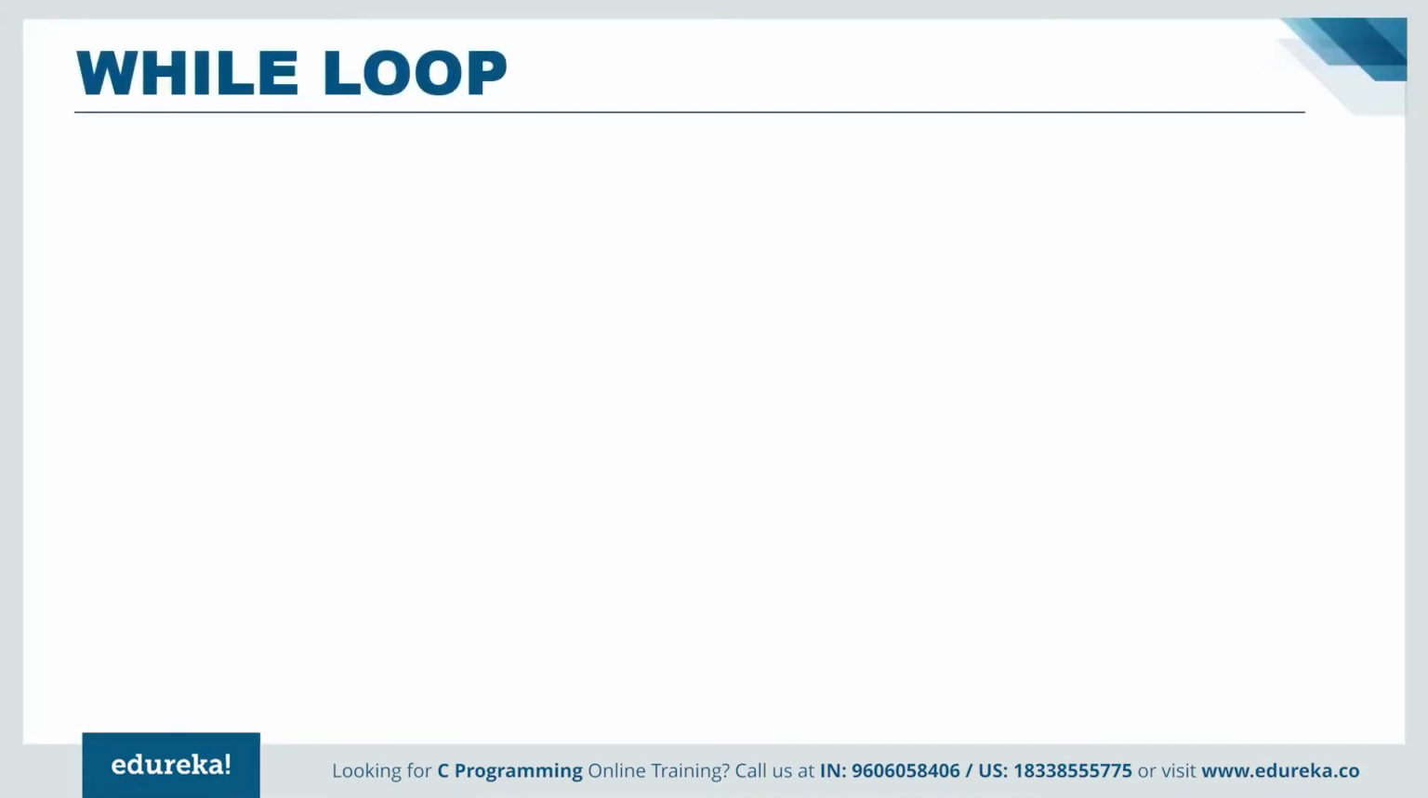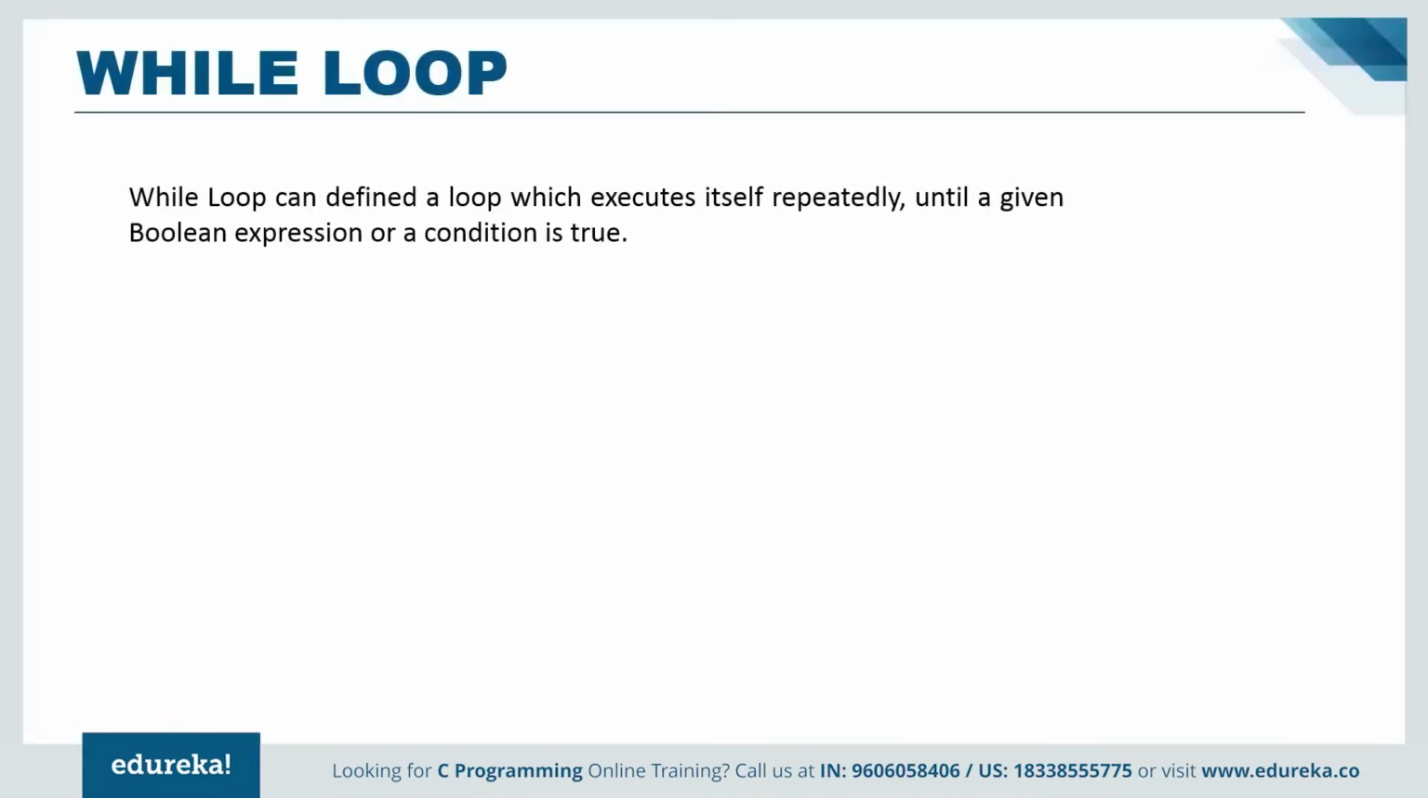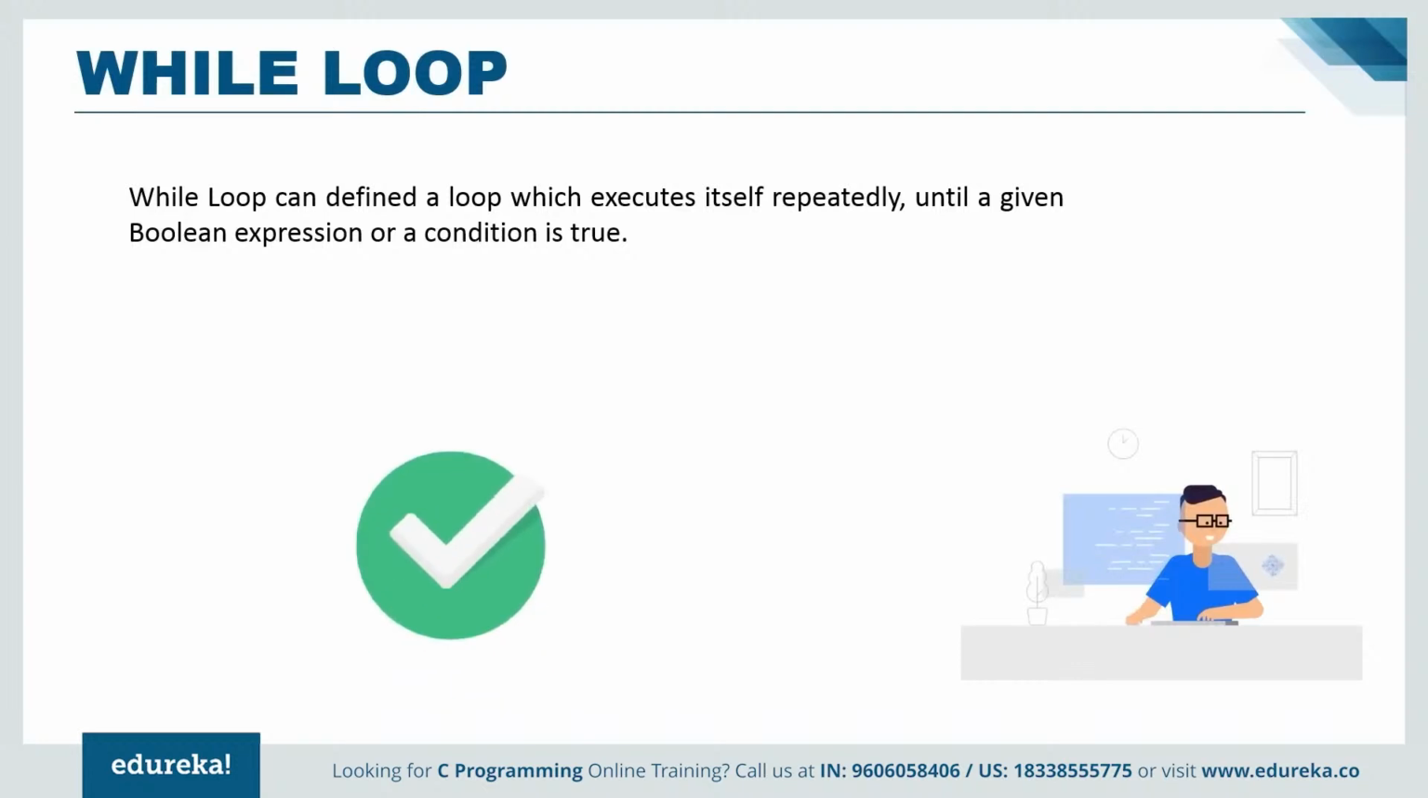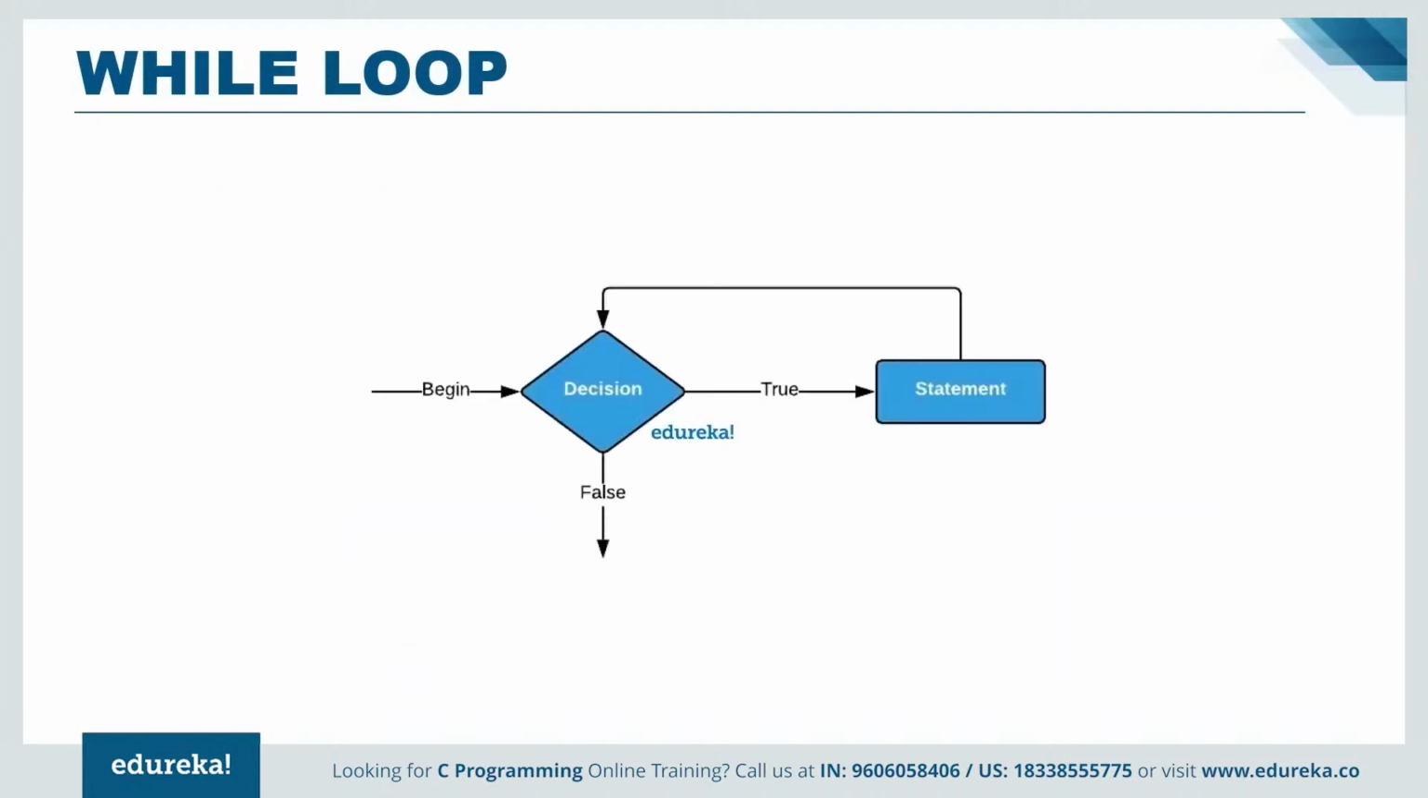Now let us try to understand the next type of loop, which is the while loop. The while loop can be defined as a loop which executes itself repeatedly until a given Boolean expression or a condition is true. Now let us understand the while loop through a flowchart. As you can see, similar to the previous loop, even the while loop has a decision box. Inside this, the condition will be provided. Once after the control encounters the condition, and if it finds the condition to be true, then the statements inside the while loop will be executed. Else, it will exit the while loop. To understand this, let us execute a program.